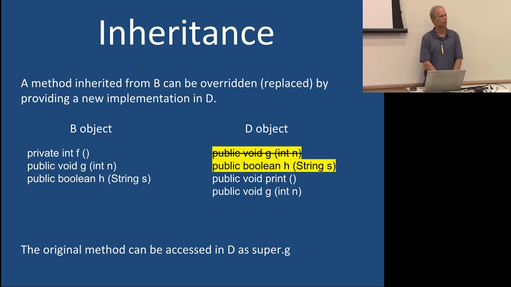Now, the other thing is, if you're implementing D, you can override things you inherited. So D extends B, so we inherit G and H. We implement a print inside the D object, and then we implement G inside the D class, and this G is replaced by that G. So we still have a G method, but it's a different one. So when you inherit, you get all the methods from the base class, and then you can replace the ones that you want to replace. You can replace implementations.